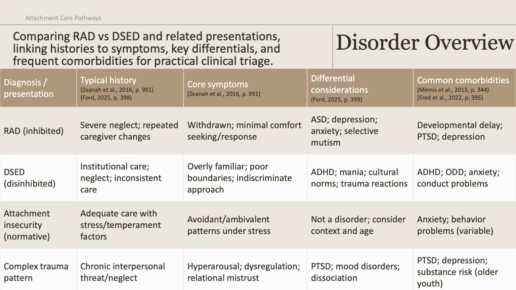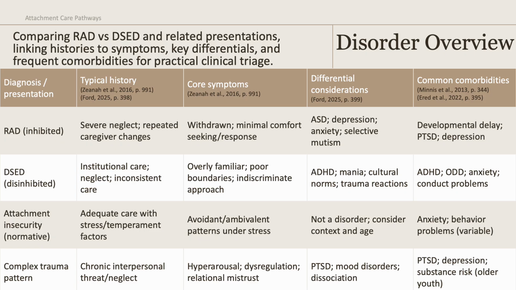Fourth row, complex trauma pattern. We most commonly see this in adults in clinical counseling settings. Typical histories involve chronic interpersonal threat or neglect, not necessarily the extreme institutional deprivation of DSED, but sustained relational trauma over time. The core symptoms: adults present with hyperarousal, emotional dysregulation, and profound relational mistrust. This is what Herman described as complex PTSD, the result of prolonged, repeated interpersonal trauma.